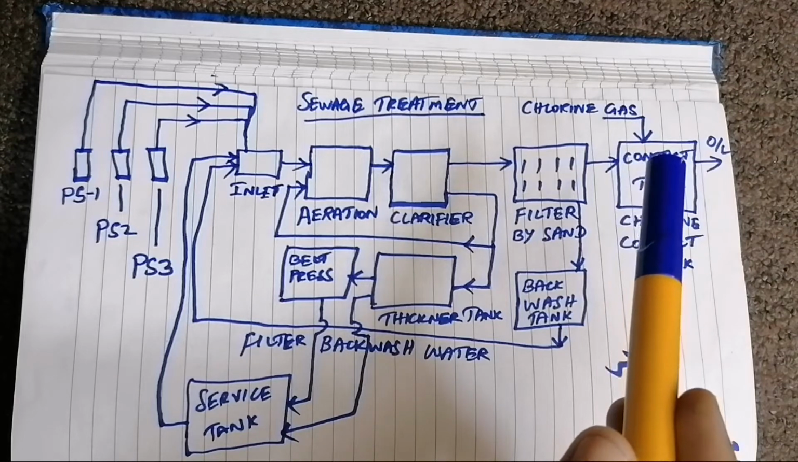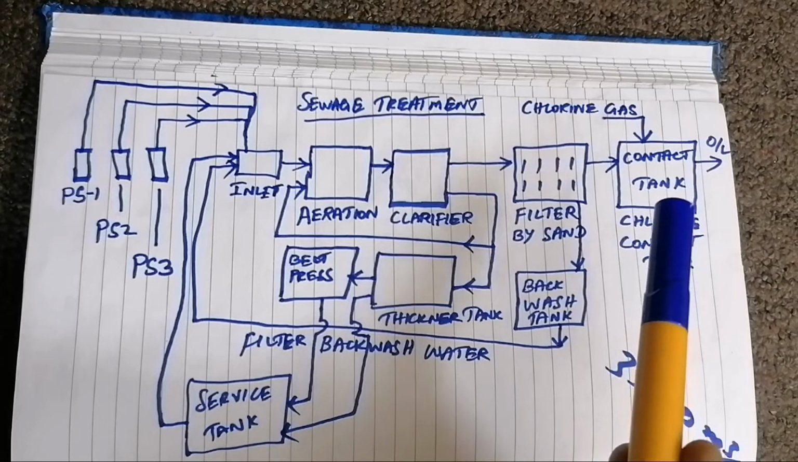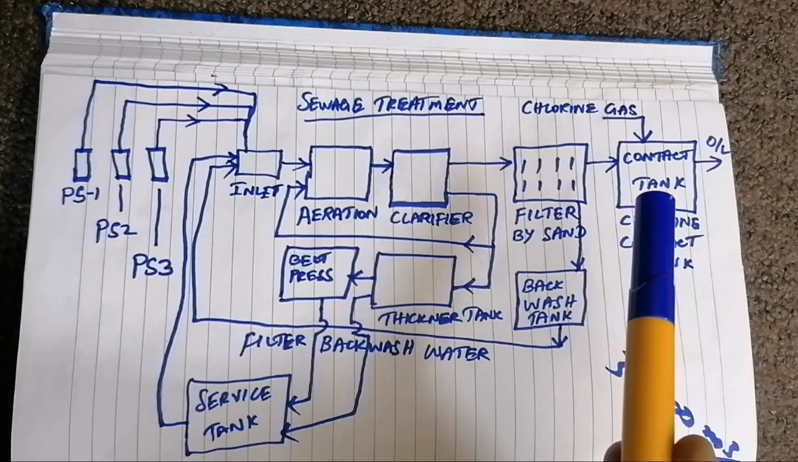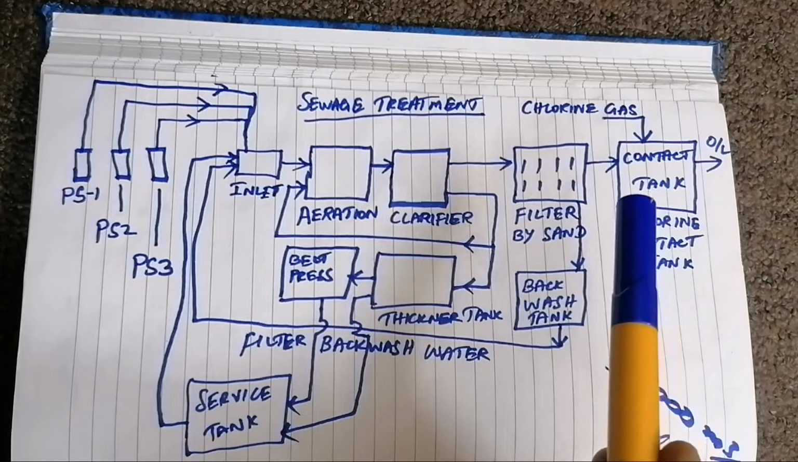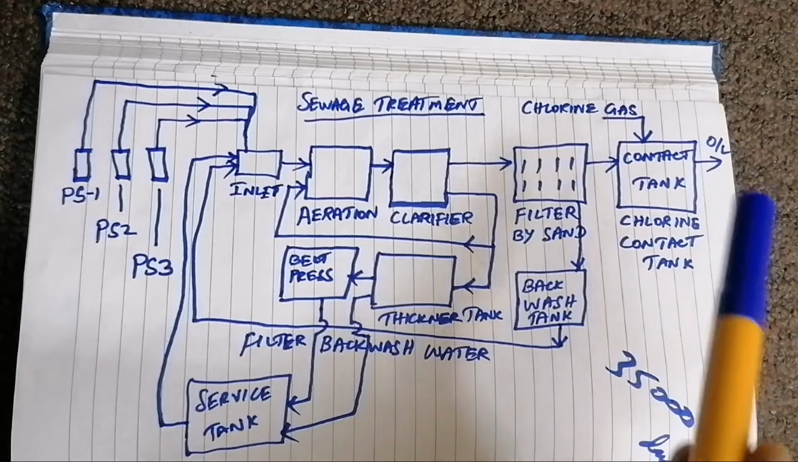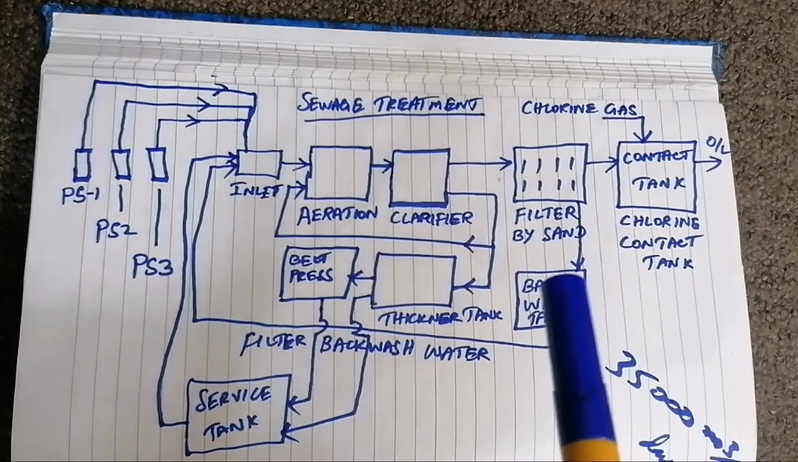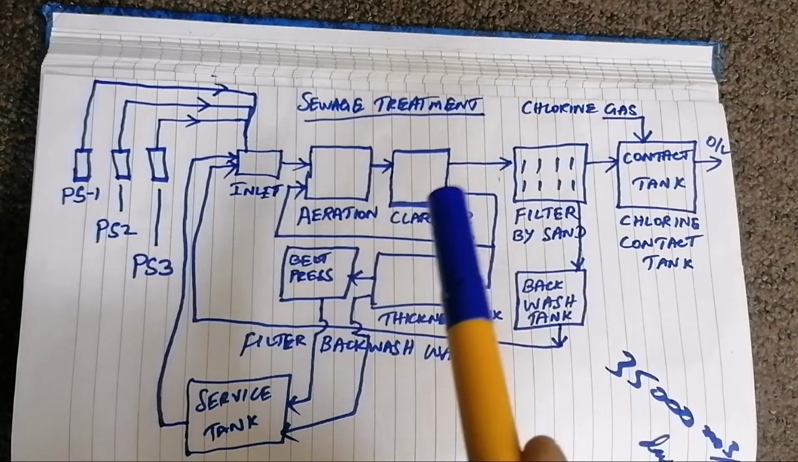So once the chlorine is fed into the filtered water, the virus and other dangerous things will be removed, and the pure water will go out through the outlet. OL means outlet. Okay, so this is the main process of the sewage treatment plant. And now we come back to the clarifier.